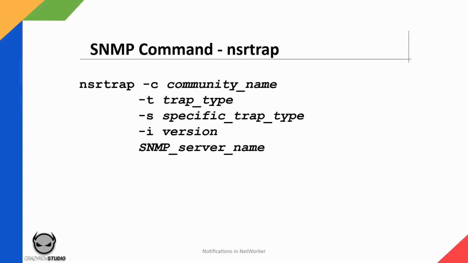NetWorker provides us with the command nsrtrap to generate and send traps to an SNMP trap receiver. The command takes the attributes that you see on your screen, of which only the SNMP server name is mandatory. By default, a public community string is set. So in case the SNMP trap receiver is configured to accept any other community string, then that needs to be explicitly mentioned here with the -c switch. The -i switch is used to pass the version of SNMP to be used. By default, this is version 2. If you're using SNMP version 3 on your trap receiver, then you have to mention 3 with the -i switch. The other two attributes are optional. Refer to the NetWorker Administration Guide or the NetWorker Command Reference for more details.